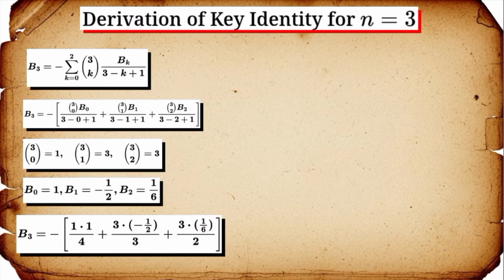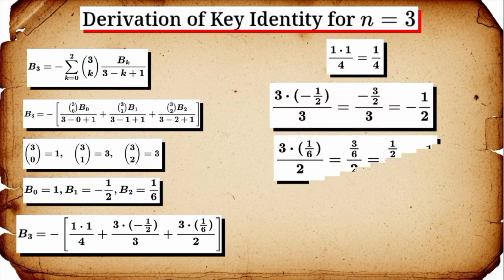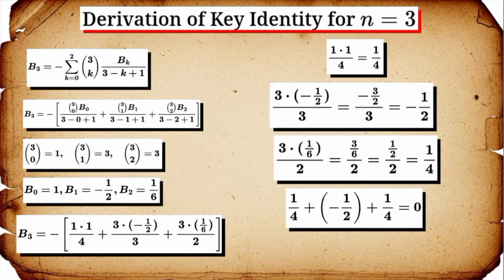Now we perform the arithmetic within the brackets. Each fraction is calculated step by step on screen. So the sum inside the brackets gives us 1/4 plus negative 1/2 plus 1/4, which equals 0. Therefore, b sub 3 equals negative 0, which is 0. This confirms that b sub 3 equals 0, which matches our initial list.